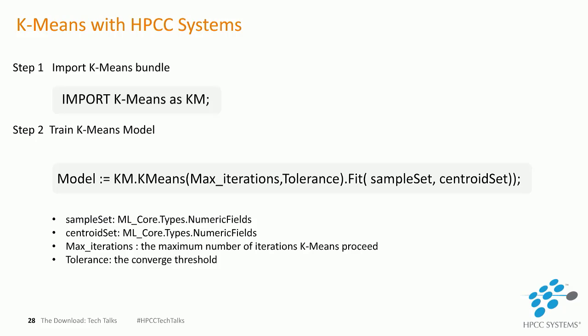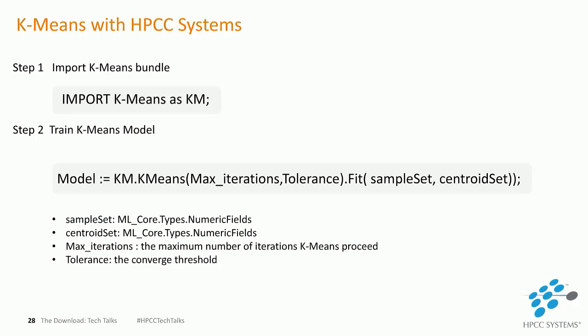The requirement here is that they have to be in the numerical field type. Those are the types we defined for every machine learning bundle as a common entry. You can find the details for the numerical field in the ML Core bundle type model.